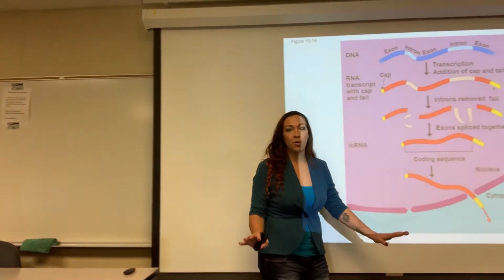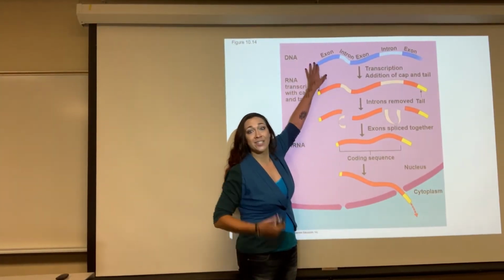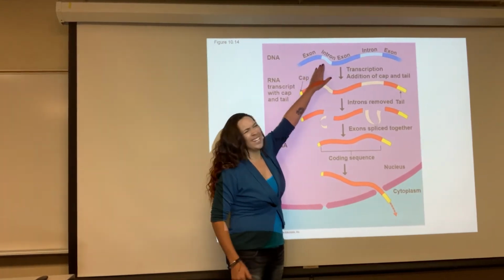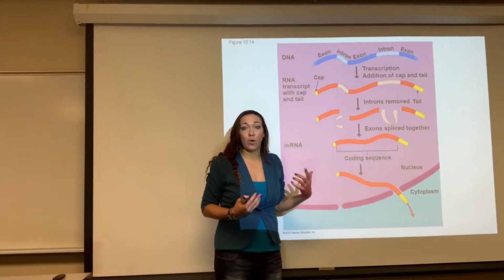Okay, so just a bigger picture of what was going on here. We have exons and introns. Remember, exons express, those are the good ones. Introns are kind of in between. We don't need those. So we do mRNA processing.